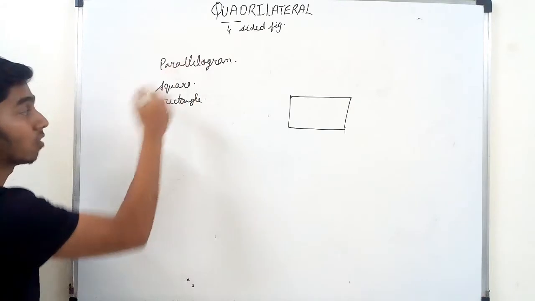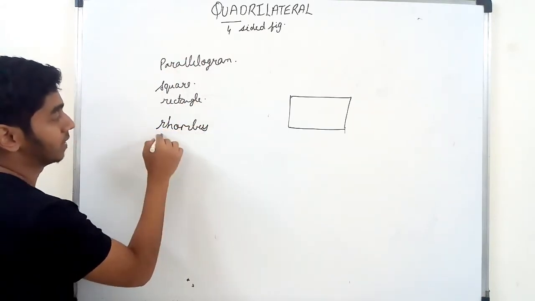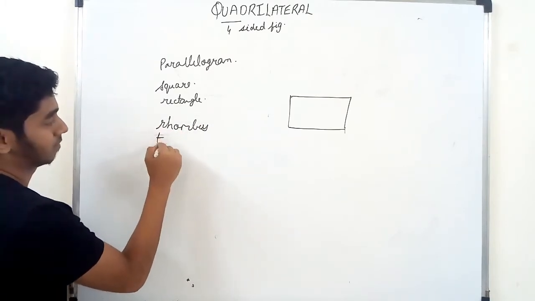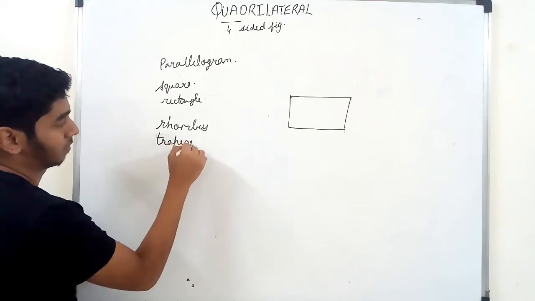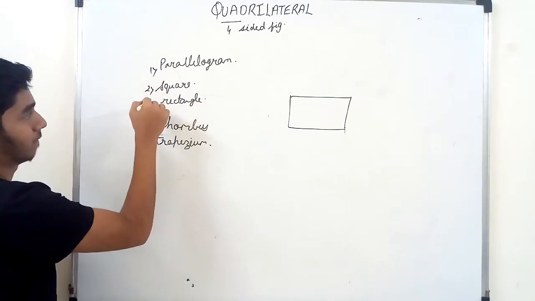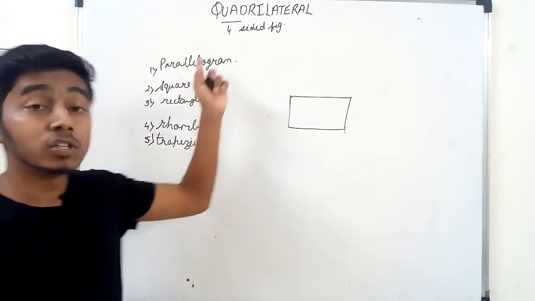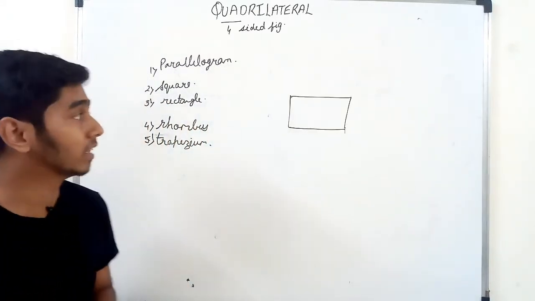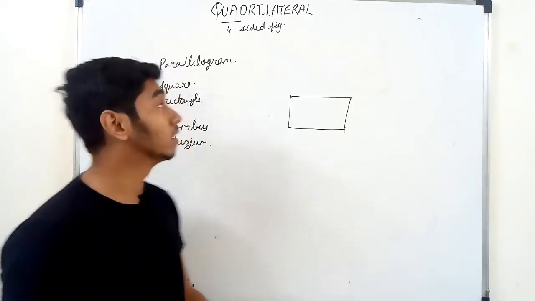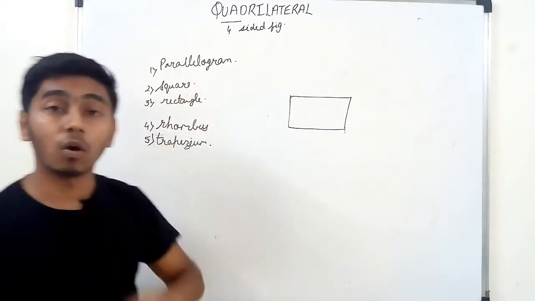There are more quadrilaterals, which are rhombus and trapezium. These are the types of quadrilaterals. There is also the kite. In this chapter we'll be learning about their properties and the theorems of each quadrilateral.